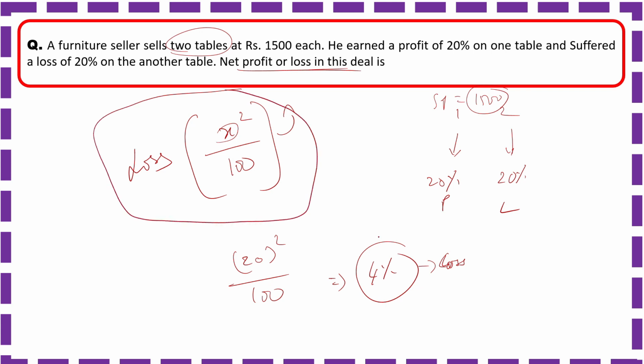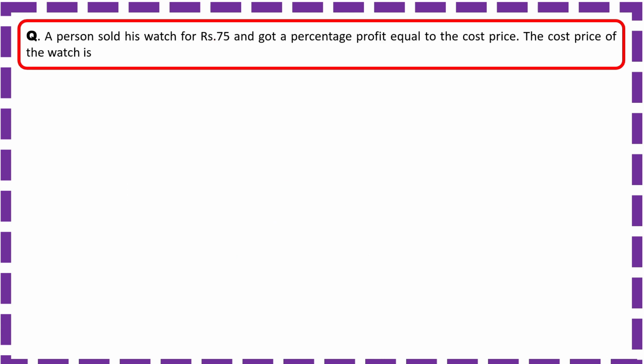So here the loss is 4%. You can directly substitute this. Okay. A person sold his watch for rupees 75 and got a percentage profit equal to the cost price. The cost price of the watch is.